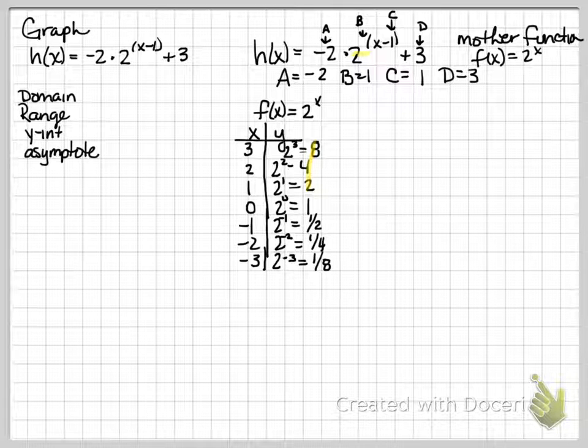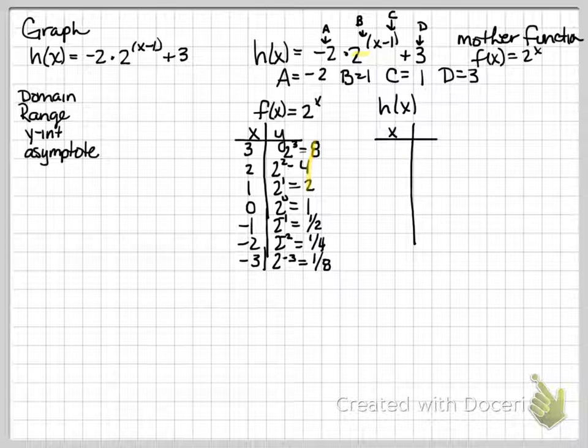So there's my original function, and I'm not going to graph it. I'm going to graph my transform function. So to graph my h of x, I'm going to do exactly the same thing I did with my transformations. I am going to divide by b, add c. I am going to multiply by a and add d. So let's start with our x values.